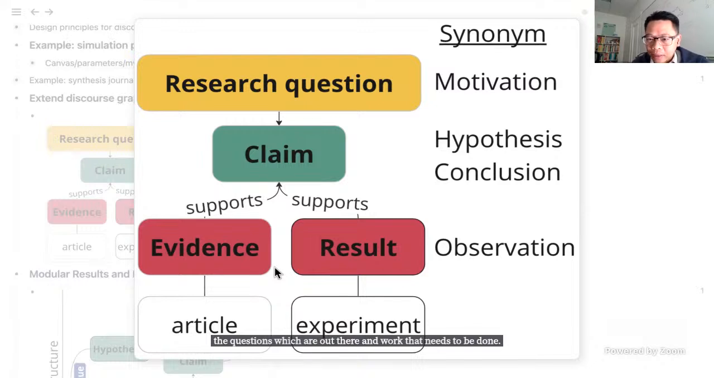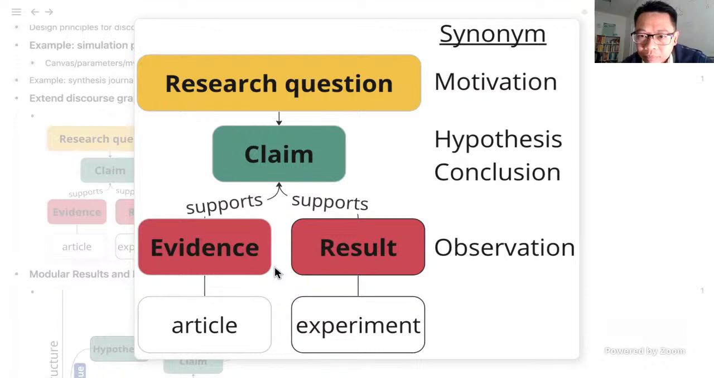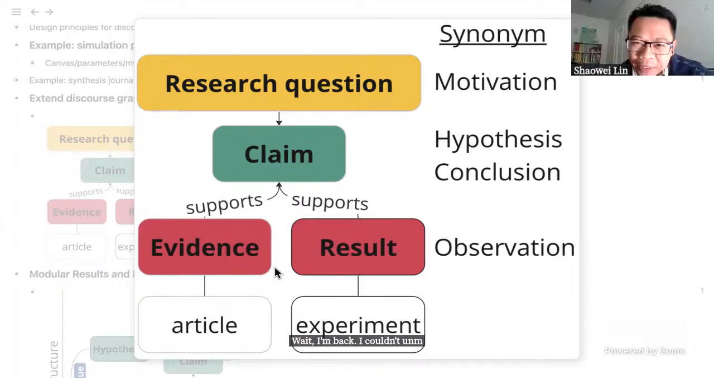Yeah, so thanks for that. I think Dana has a question. Dana, are you able to unmute yourself? Okay. Dana, do you have a question? Would you like to unmute yourself? Okay, maybe later on. So I have a question. So Matt, wait, I'm back. I couldn't unmute myself. Oh sure, yeah, please go ahead, Dana.